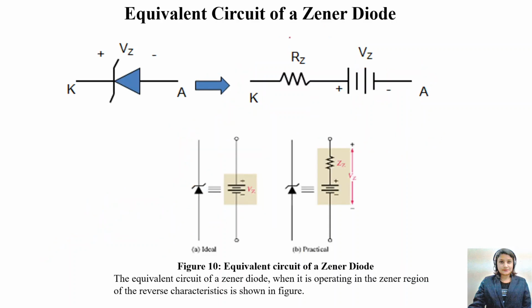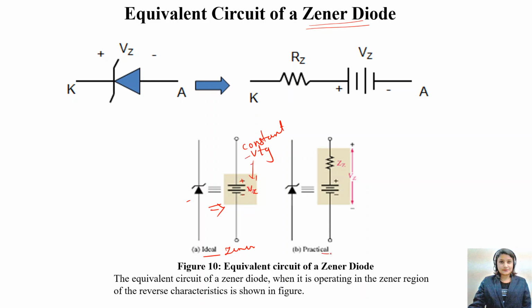Now, we have to see the equivalent circuit of the Zener diode, right? How will the Zener be replaced in the circuits? If I talk about the ideal Zener, whenever we keep the Zener diode in the circuit, that means we are giving a constant voltage in the circuit, and that is why the ideal Zener will be replaced by a voltage VZ, right? That means we are giving a constant voltage in the circuit.